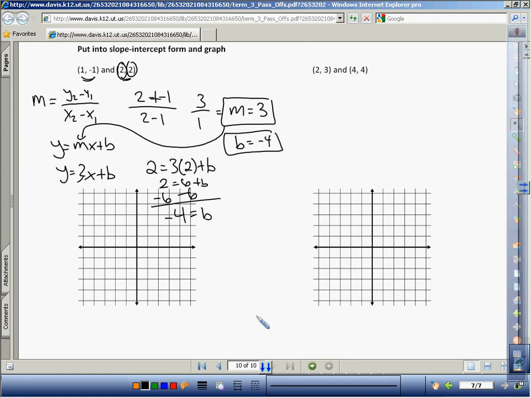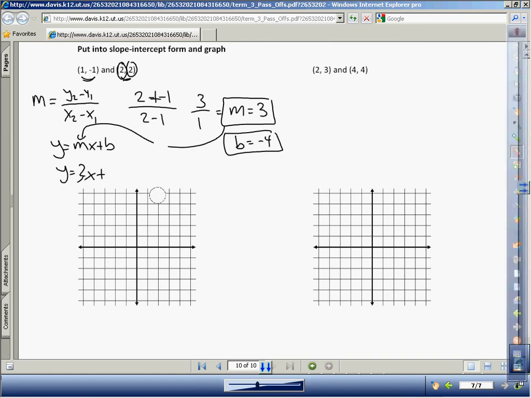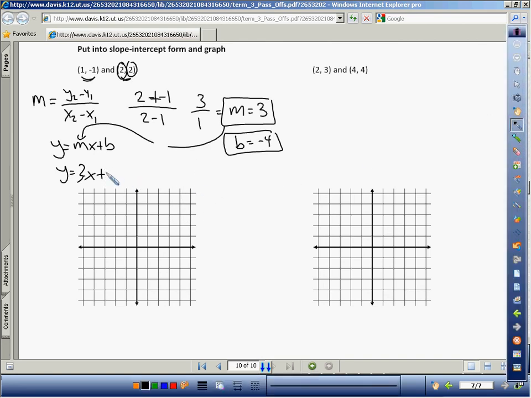Alright, now I found everything I needed to find. I'm just going to plug it back into my formula. And if you don't mind, I'm going to erase this. I'm just going to plug it in. Instead of b here, I'm going to write negative 4. Now I can erase this plus sign because it's a negative 4, not a plus 4. So negative 4. This is the last part of my answer before I graph it.